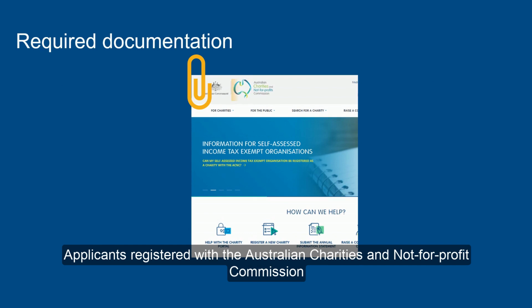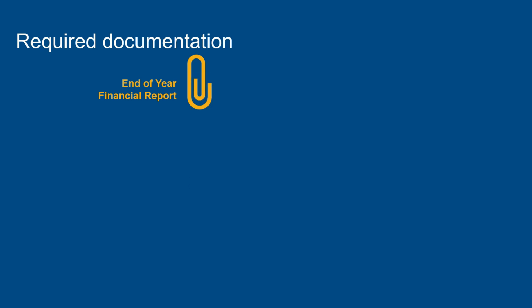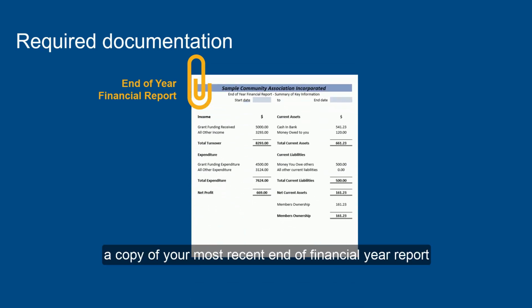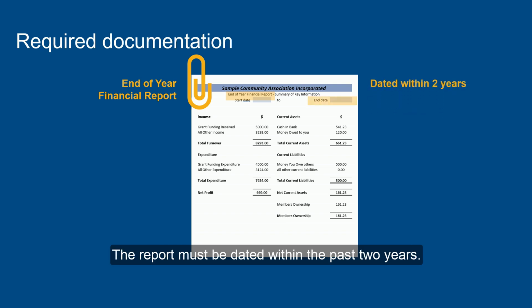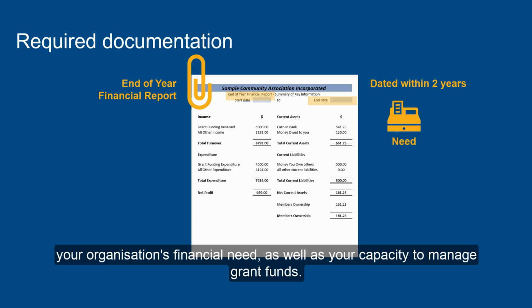Applicants registered with the Australian Charities and Not-for-Profit Commission should have a copy of their organisation's latest financial report uploaded to the ACNC website. For all other applicants, a copy of your most recent end of financial year report must be attached to the online application form. The report must be dated within the past 2 years. A complete end of financial year report is essential to demonstrate your organization's financial need as well as your capacity to manage grant funds.